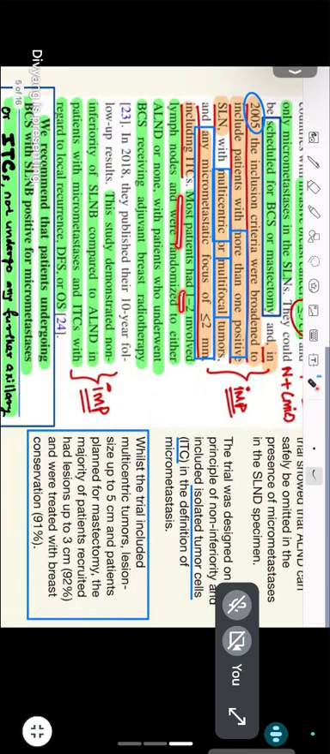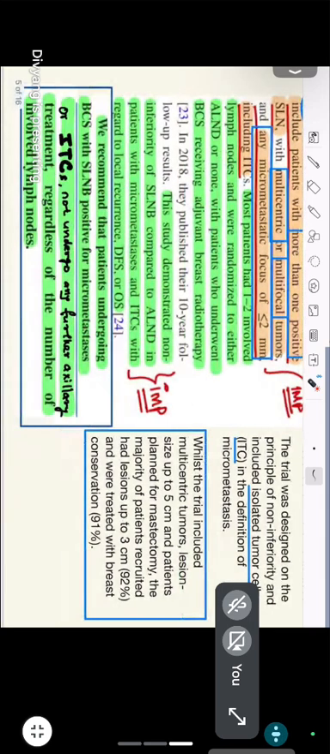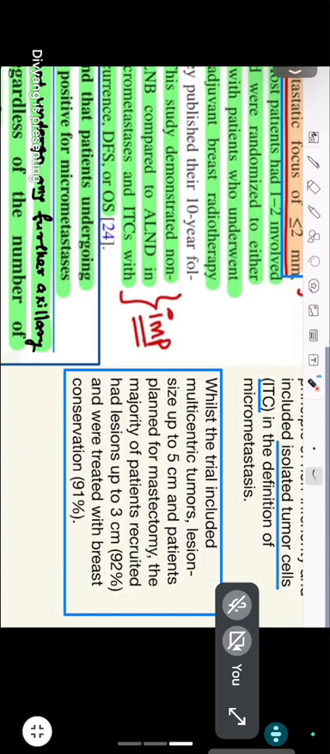Most patients had 1 to 2 nodes involved and were randomized to either ALND or nothing, like it was done in Z11. And patients who underwent BCS obviously received adjuvant breast radiotherapy also. What they basically said was the study demonstrated non-inferiority of SLNB again as compared to ALND in patients with micromets and isolated tumor cells with regard to local recurrence, DFS and OS. So the outcome was the same as Z11, but all I wanted to highlight is this trial included multicentric tumors and lesions of up to size 5 cm.